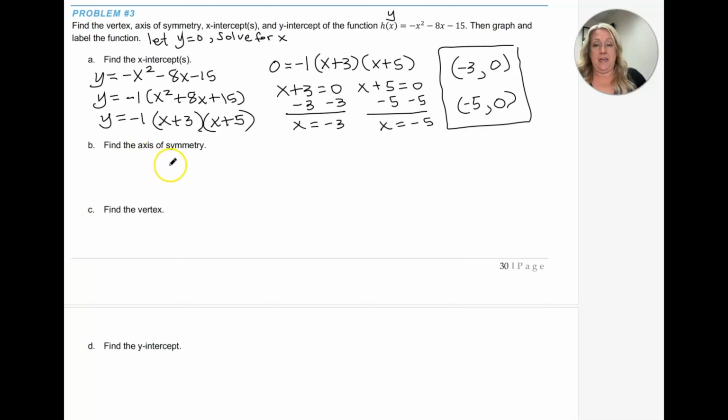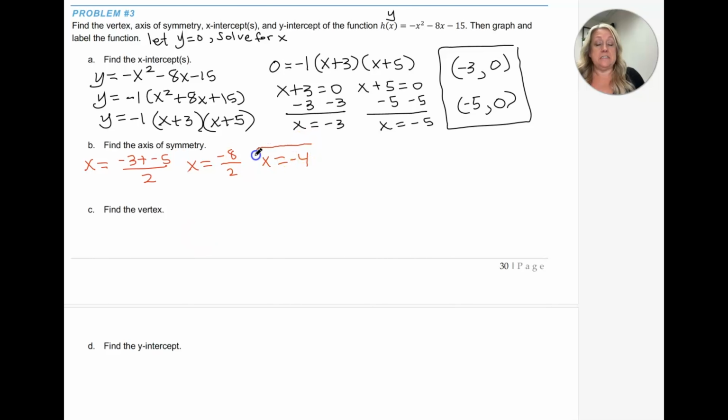All right, let's talk about the axis of symmetry now. There's a couple of different ways that we could go about finding this axis of symmetry. Since we know what those x-intercepts are, we talked about when it was in intercept form, that we could add those two x values together and divide by 2, because we need to find the average of those x values. So I could do negative 3 plus negative 5, all divided by 2, or that's negative 8 over 2, which simplifies to be negative 4.